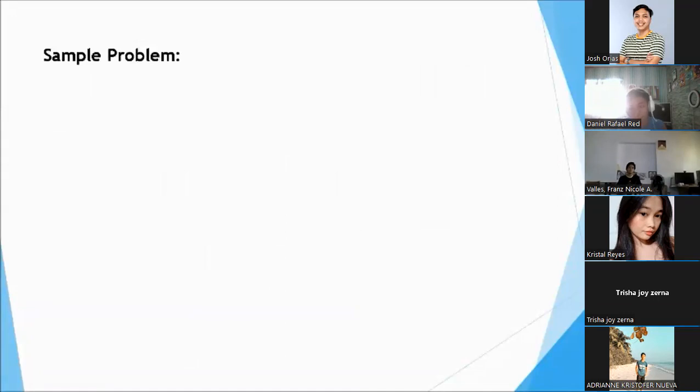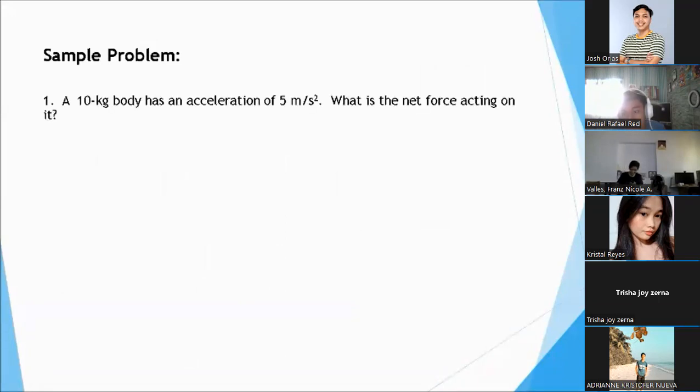Okay, so let us have sample problems to illustrate Newton's first and second law of motion. Number one, a 10 kilogram body has an acceleration of 5 meters per second squared. What is the net force acting on it? With our formula, F equals ma, which is also our working equation because we're solving for F, and substituting the value for mass, which is 10 kilograms, and acceleration, which is 5 meters per second squared, we get 50 newtons.